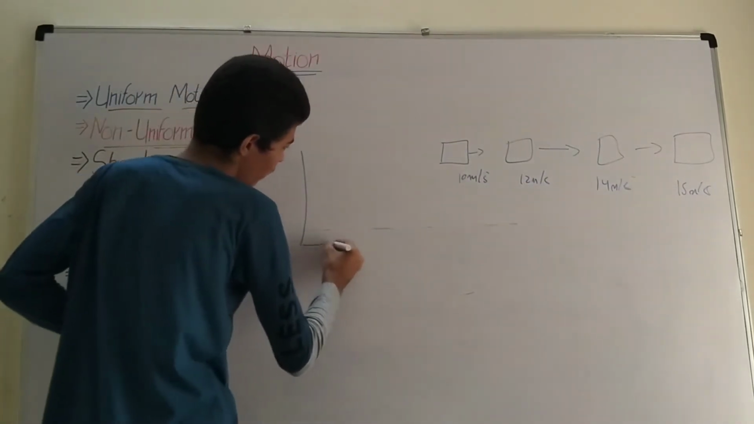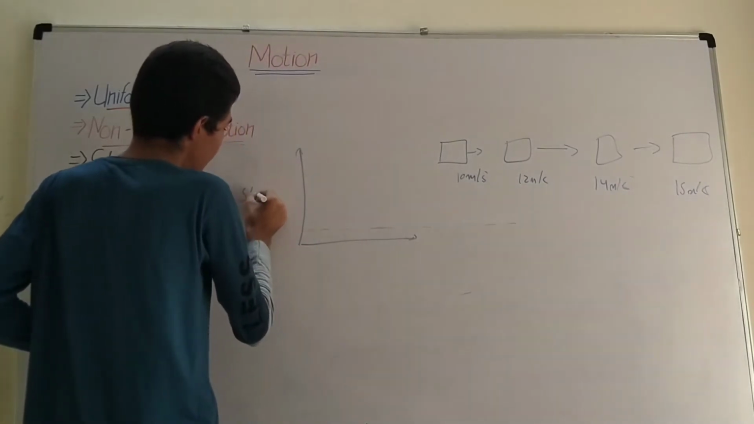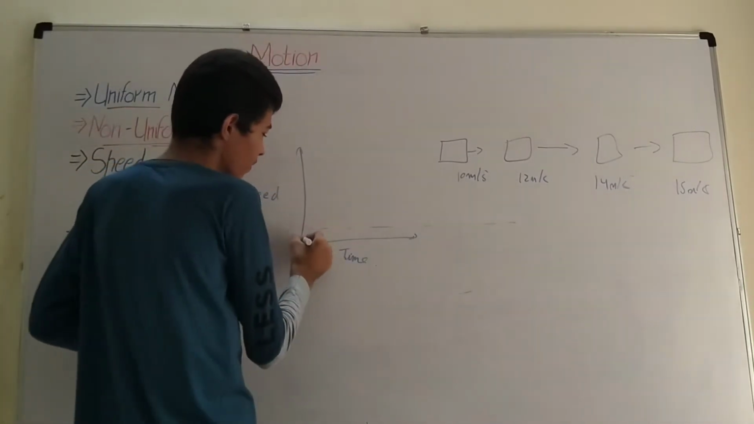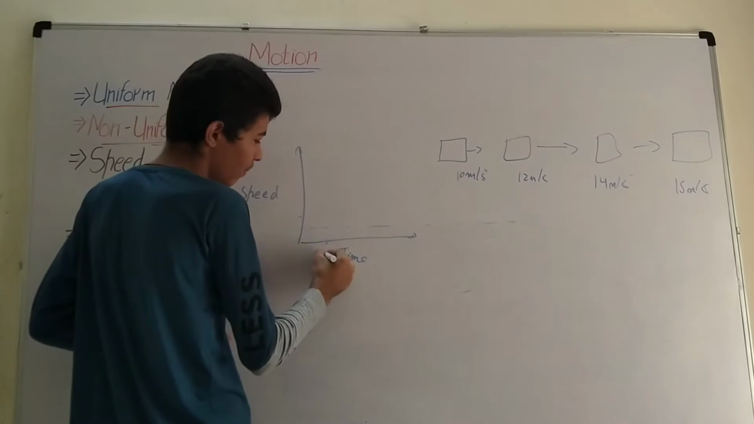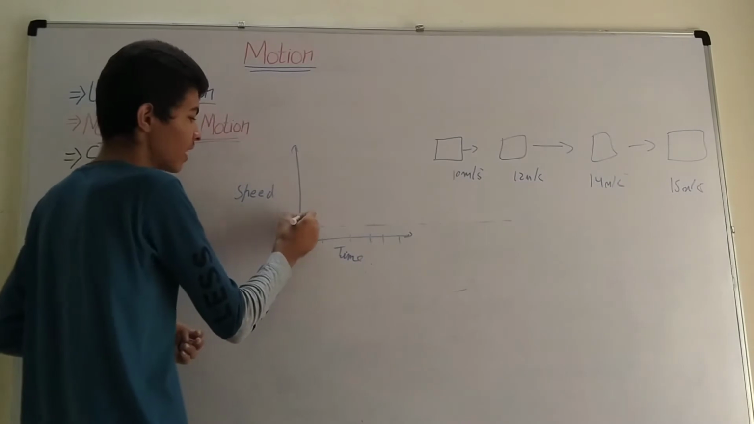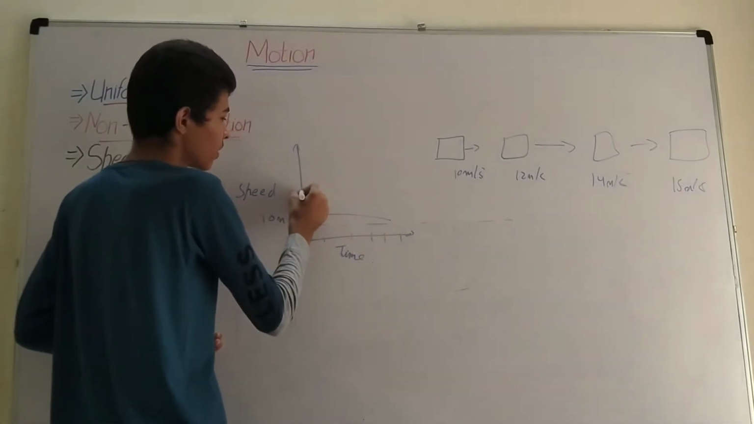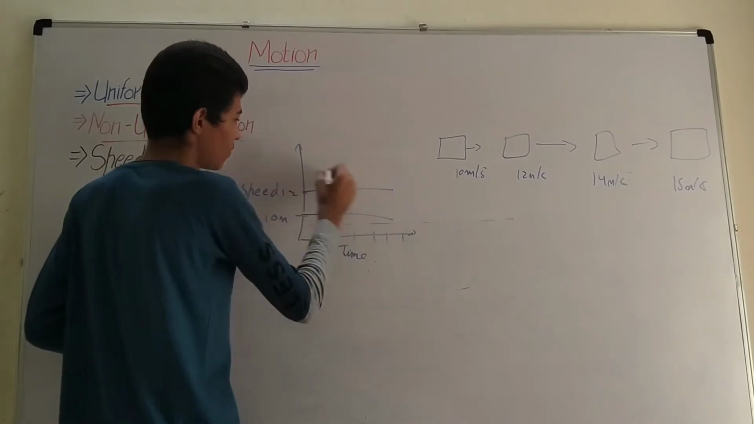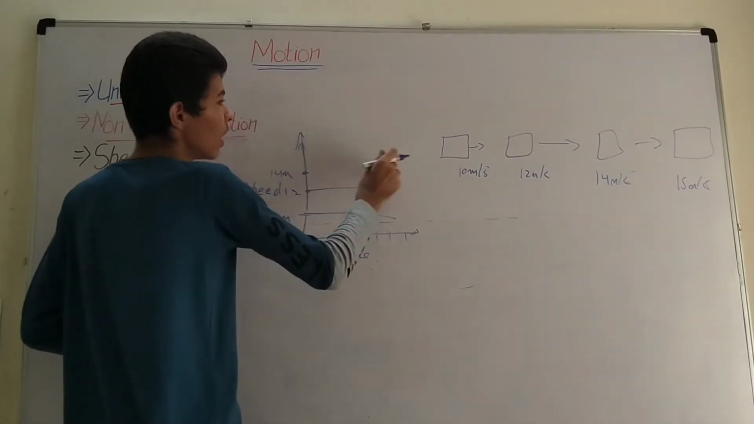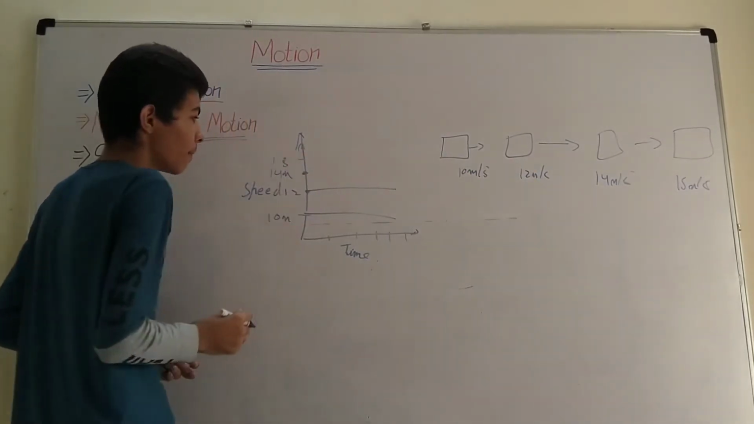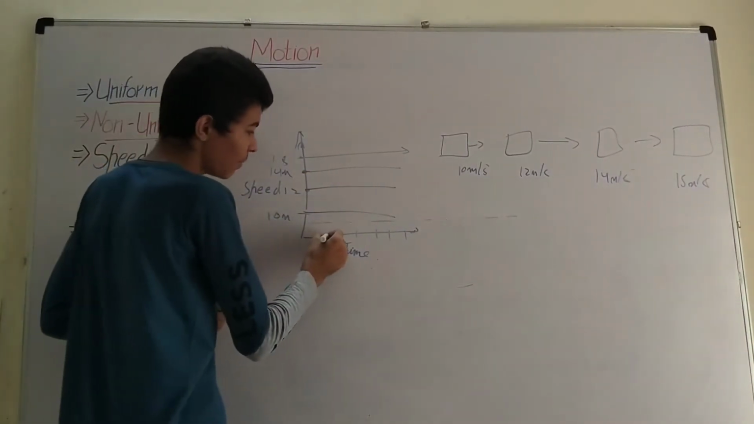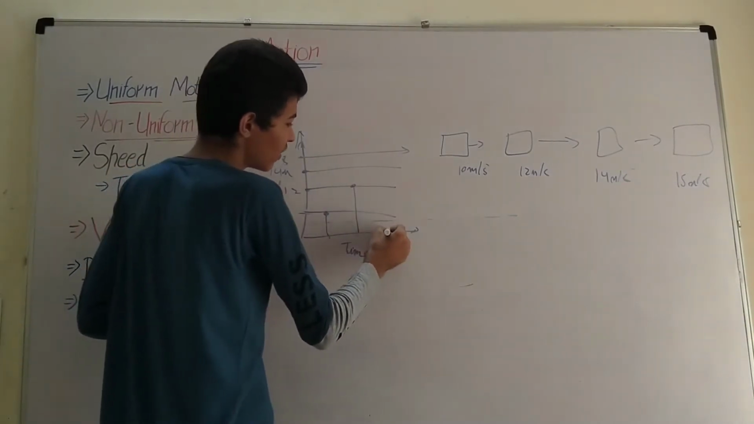So the speed-time graph would look like this: here we have speed and time. These are the time intervals. Now it is moving with 10 meters per second, so it is 10 meters per second here, 12 here, 14 here, and then 15 here. But these points would lie on these lines, but the time interval is different because at first it was traveling at a different rate.